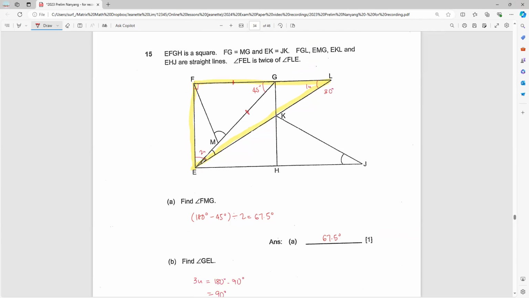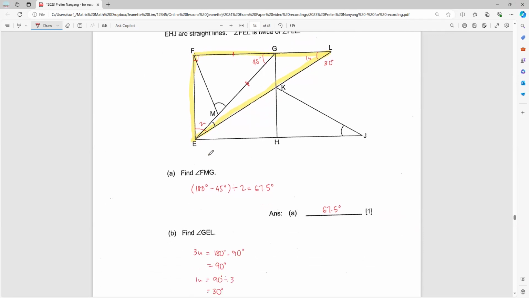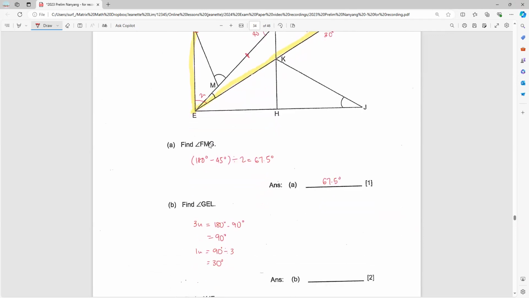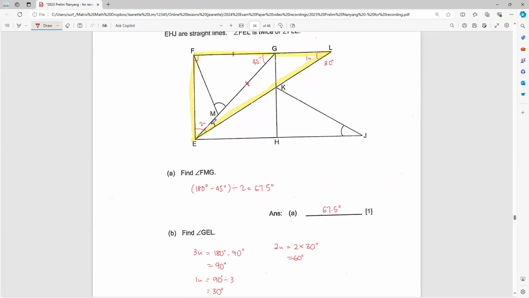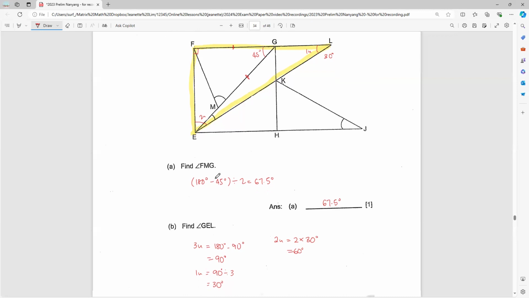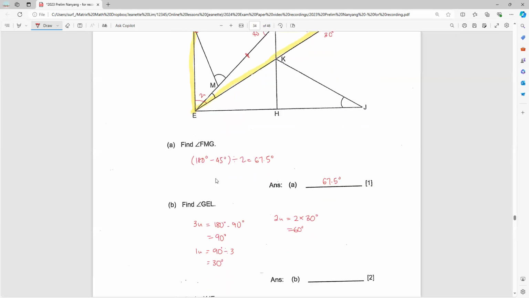Then you find 2 units here. Then next, you need to find out the marked angle. So you take away 45 because FEG is also 45, half of the right angle. So answer 15 degrees.